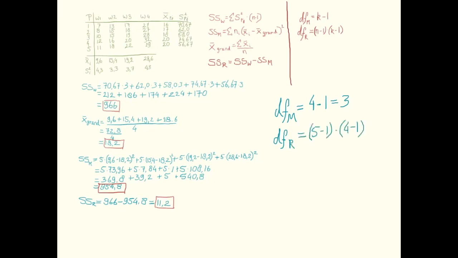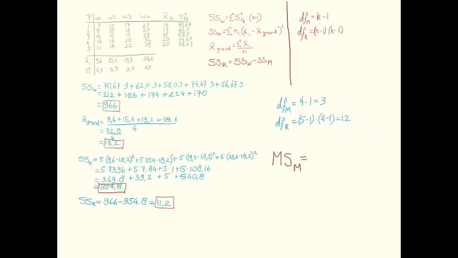The next step is to calculate the mean square model, and this is the sum of squares model divided by k minus 1. So let's fill in that formula. We divide the sum of squares model, which we just calculated, 954.8, by k minus 1. This is the same as the df of the model, as you can see already. And this means that the mean squares model is equal to 318.27.